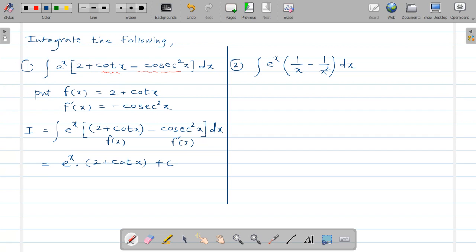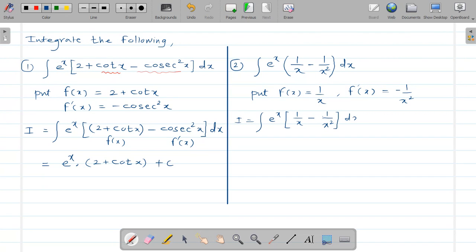Now see the second example. You have to integrate e raised to x into bracket 1 upon x minus 1 upon x square. Now here also if you observe, and if you put f of x is equal to 1 upon x, then the derivative of f of x, that is 1 upon x, is minus 1 upon x square. So this integration is also in the form of e raised to x into bracket f of x plus f dash x.